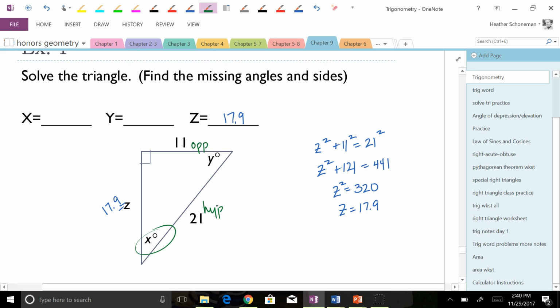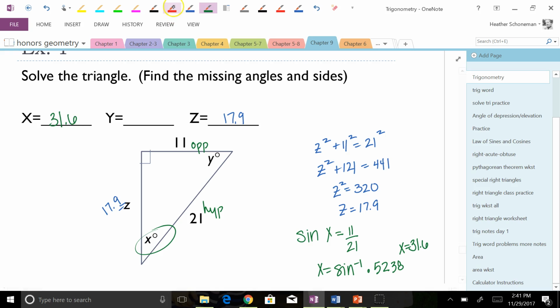So which trig function uses O and H? Well, sine does. So I'm going to have the sine of my angle measure, that's what I circled, x equals opposite 11 over hypotenuse 21. All right, so now in my calculator, I'm going to make 11 over 21 a decimal. So x is going to equal the inverse sine of 0.5238. And the inverse sine of that number to the nearest tenth gives me 31.6. So x equals 31.6.